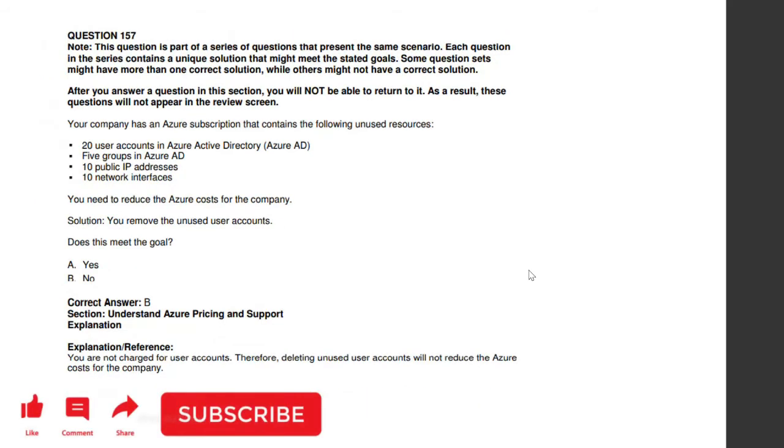Moving to the 157th question, the same scenario. You can expect this kind of question because one scenario will be there and you have to find the answer for the question given over there. Here as well, you need to reduce the Azure cost for the company solution. You remove the unused user accounts. Removing the user accounts will not reduce the cost. So the answer over here is no. You are not charged for user accounts, therefore deleting unused user accounts will not reduce the Azure cost for the company. Make sure you understand the concept of when the Azure cost will be reduced.